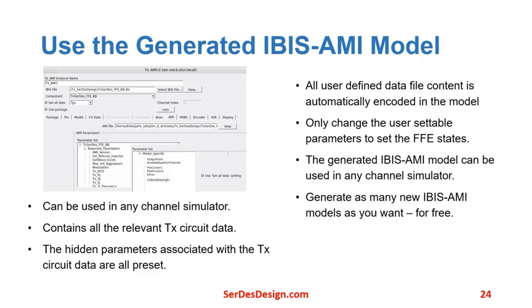Now it's time to use the generated IBIS-AMI model. Only the parameters exported during IBIS-AMI model generation are used. The user can define the names for the exported parameters. All other states and data are encoded in the generated AMI model. The generated IBIS-AMI model can be used in any channel simulator. It contains all the relevant transmit circuit data. The hidden parameters associated with the transmit circuit are all preset and encoded in the model. Only change the user settable parameters to set the exposed FFE states. Generate as many new IBIS-AMI models as you want for free.